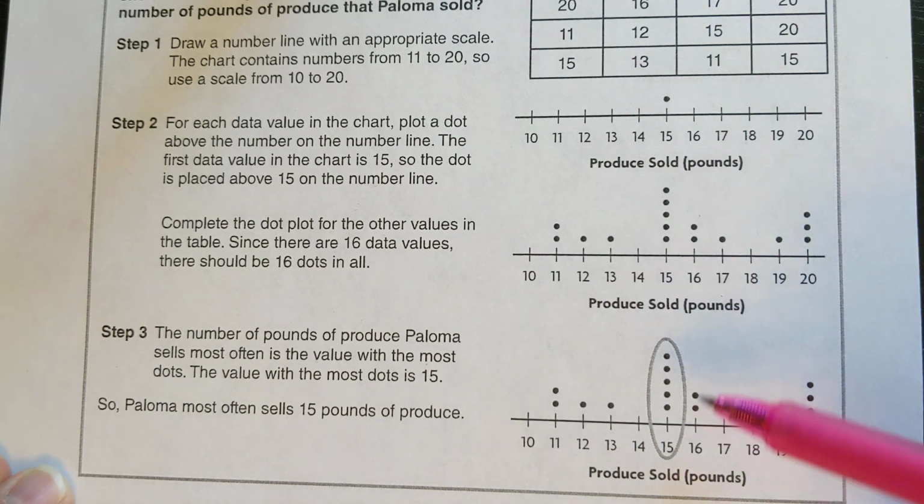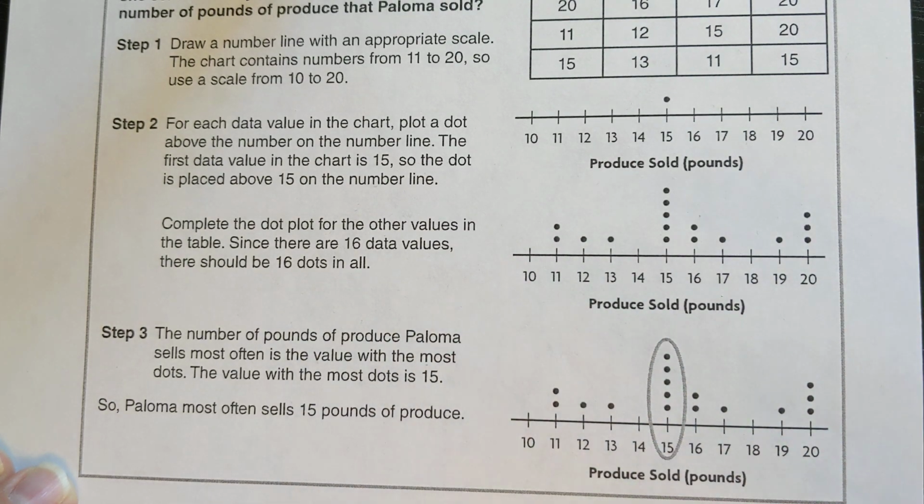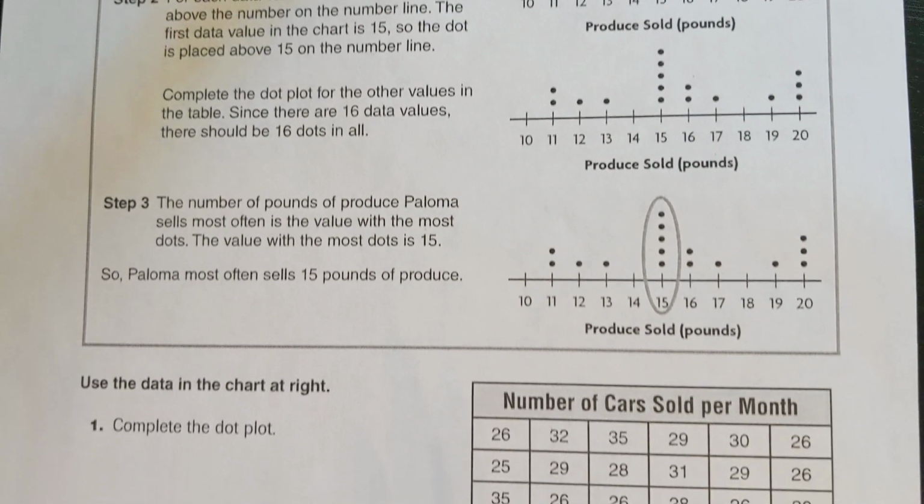So 5 customers bought 15 pounds of produce. So that's basically saying 5 customers bought 15 pounds of produce at a time. That makes sense? Not all at the same time, but that's just the most common pound amount of produce she would sell. Okay, so we could finish with their sentence. So Paloma most often sells 15 pounds of produce. Okay, so let's go down and try some.